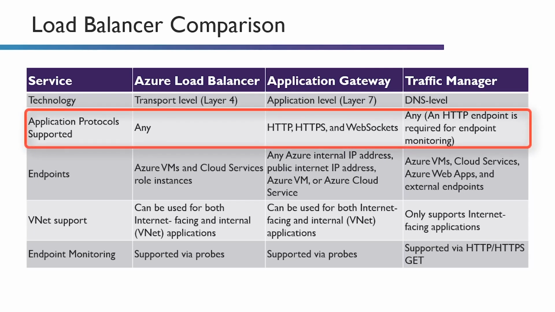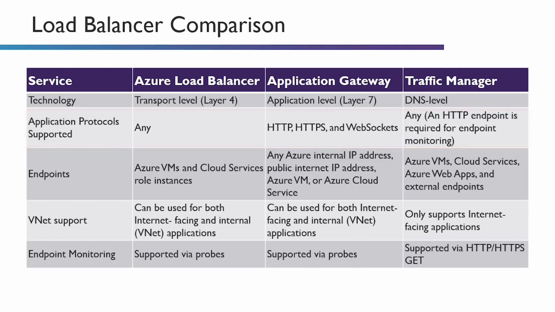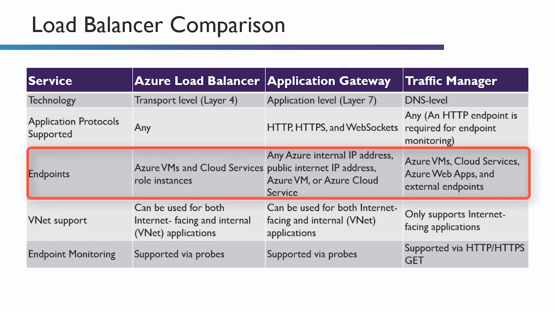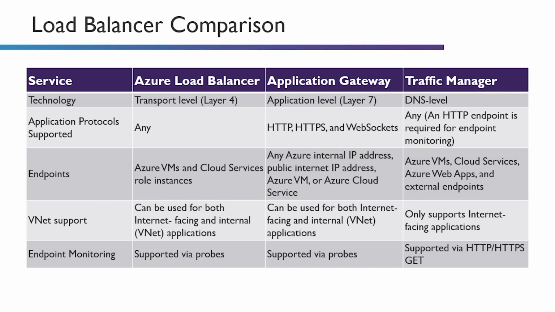Application protocol supported, so any in load balancer. App Gateway is really around HTTP, HTTPS, and WebSockets. It's really aimed at web applications. Traffic Manager again is any. For the Azure Load Balancer, the endpoints are Azure VMs and cloud services role instances, but with the standard load balancer now, remember it's VNet bound, and so you can mix and match services in there if you want to, virtual machine scale sets, etc. App Gateway endpoints can be any Azure internal IP address, public internet IP address, Azure VM or Azure Cloud Services, and Traffic Manager is Azure VMs, Cloud Services, web apps, and external endpoints as well. It's a big difference there.